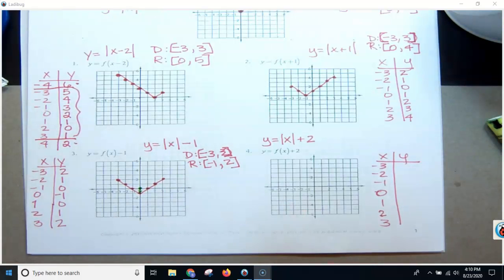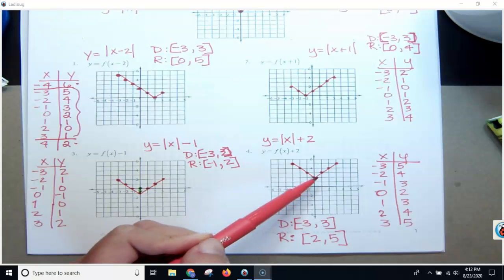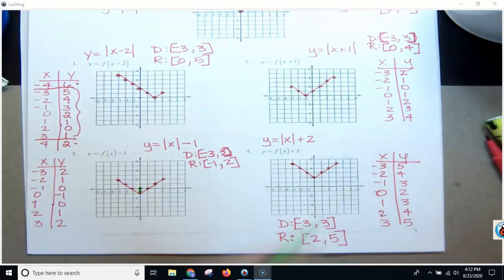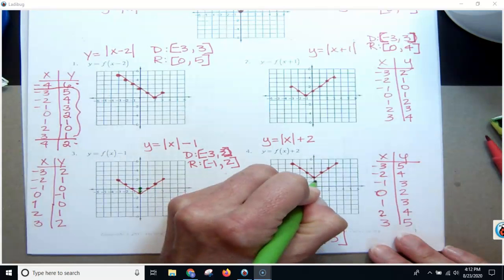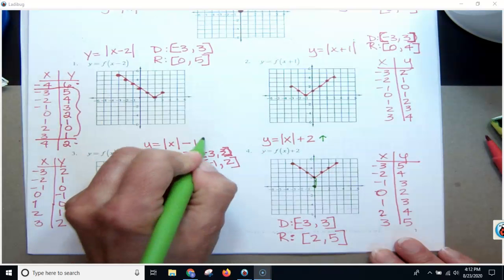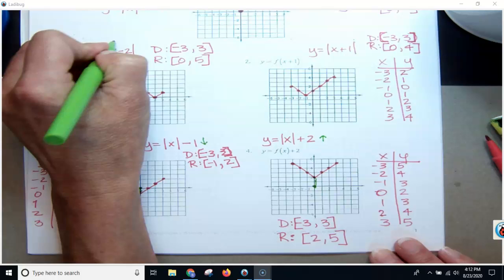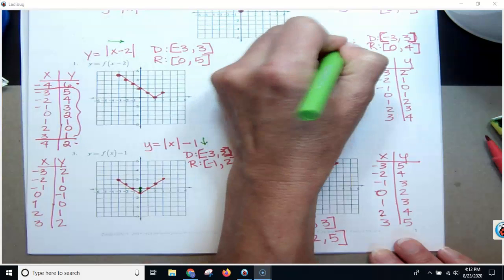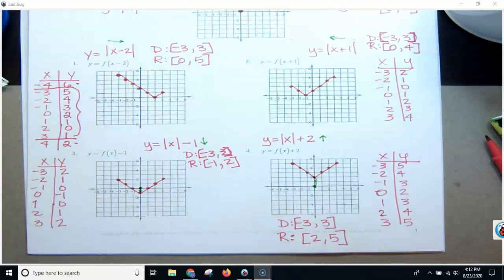All right, stop the video and try and do number 4. All right, so here you're going to notice that this graph has not moved left or right, but it has moved up 2. So you can see that the vertex went from here up 2, went up 2 here. This one went down 1. This one went to the right, and this one went to the left. So hopefully you're getting this. Here's your domain and your range.